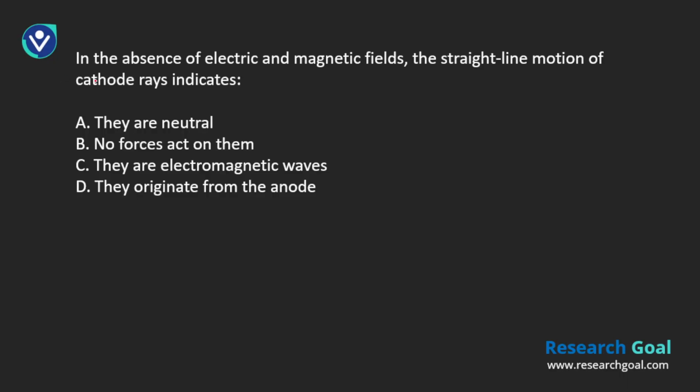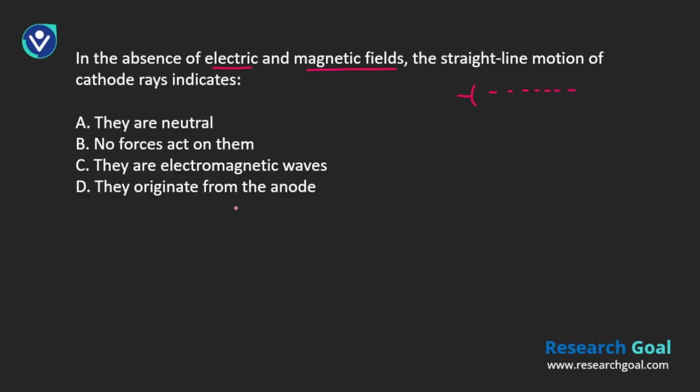All right, coming to the next question. In the absence of electric and magnetic fields, the straight line motion of cathode rays indicates. Okay, so in this question the examiners are asking, if there is an absence of electric and magnetic fields, the straight line motion of cathode rays indicates. We have options. Option A, they are neutral. Option B, no forces act on them. Option C, they are electromagnetic waves. Option D, they originate from anode. Take your time, select the correct option, and maybe pause the video.